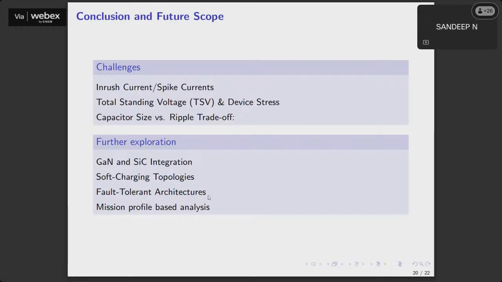So instead of going for a conventional inverter, if there is a fault in one of the switches, the entire inverter comes to a standstill, right? That is not much appreciated. So fault tolerance, how to imbibe fault tolerance into our inverter, can be looked upon. Okay. Then mission profile based analysis.